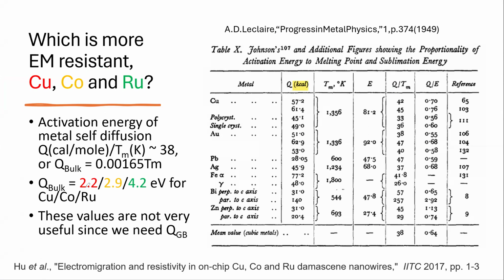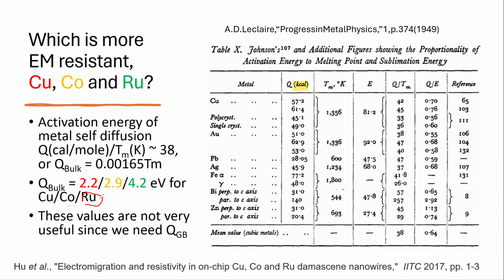People say, oh, whichever can move easily will have a higher EM tendency. Well, what do you mean by that? They move easily. Well, that's indicated by the melting temperature. The activation energy for metal diffusion is proportional to the melting temperature. That's it. People even come up with an approximation, and people calculate it: 2.2, 2.9, 4.2 for copper, cobalt, and ruthenium.